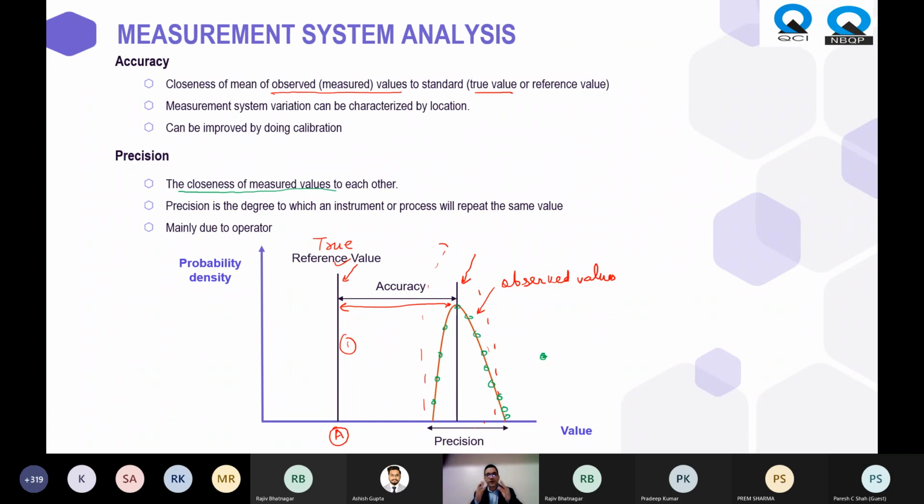The closeness of data falls under precision. Hope you are able to make the difference between accuracy and precision. These are important terms in MSA, measurement system analysis. Precision is the degree to which an instrument or process will repeat the same value. Make sense? So an operator is taking data with the help of a vernier caliper or some other gauge. Is he able to get the same data or different data? This is what precision is going to tell me, these green circles. If I say my system does not have high precision, then probably it's because of the operator. The operator is not capturing the data properly. Maybe some training has to be given.